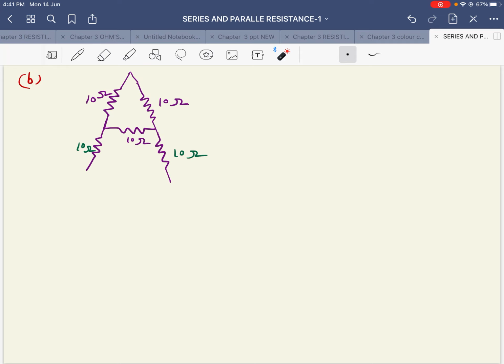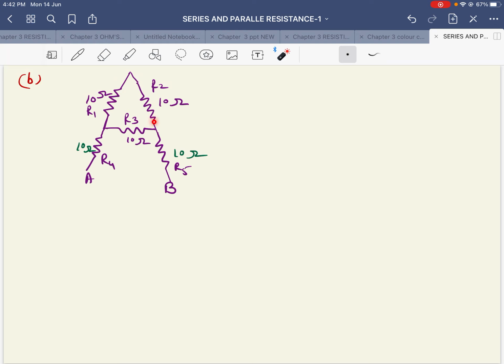Here in the diagram we have to assign the values R1, R2 and R3 to the individual resistances. For example, this resistance is R1, this is R2, this is R3, R4 and R5. The value is the same: R1 is equal to R2 is equal to R3 is equal to R4 and R5, but we have to find the value of the combination of these resistors. Then we have to start from this side.